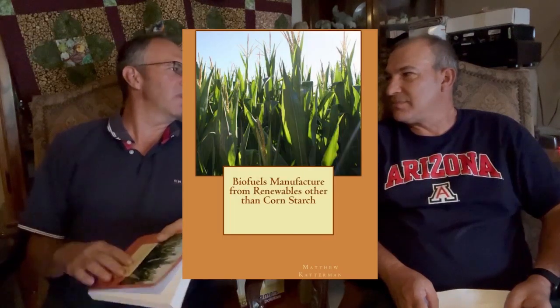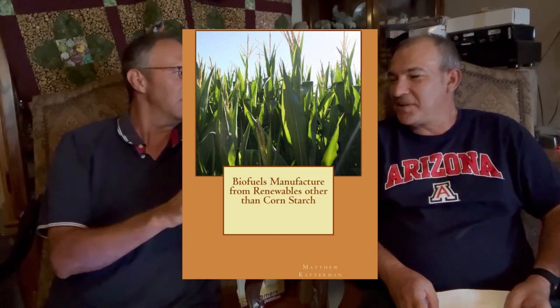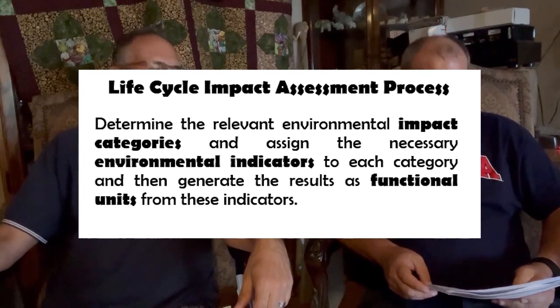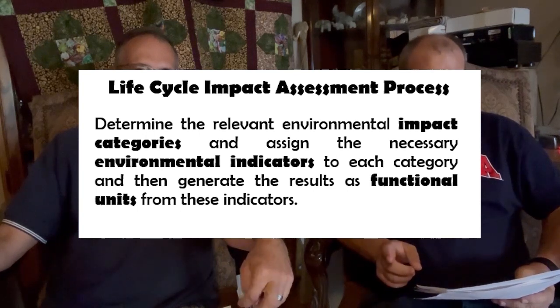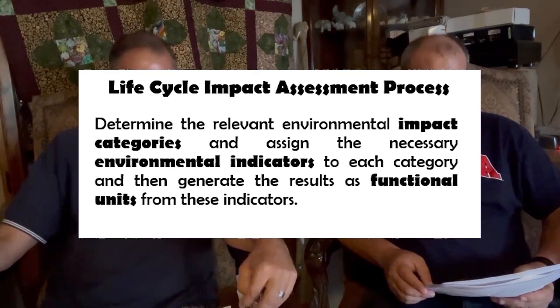You had a little bit of that in your talk about renewable energy. In your book here, a little bit about biofuels manufacturing, right? You talked a little bit about the inventory analysis type of life cycle assessment. There's another type too, which is called the impact assessment, right, for life cycle. And what does that mean, impact assessment for a life cycle analysis? So here, a definition is that you determine the relevant environmental impact categories and assign the necessary environmental indicators to each category, and then generate the results as functional units from these indicators.